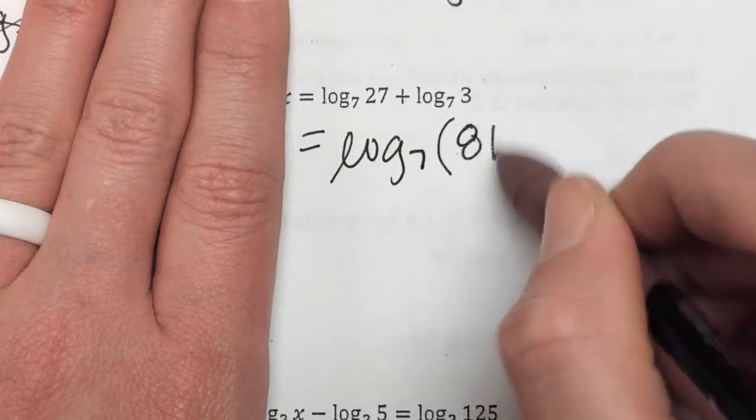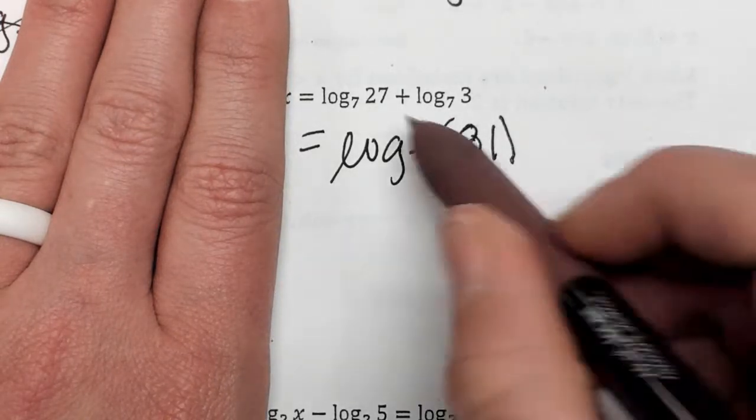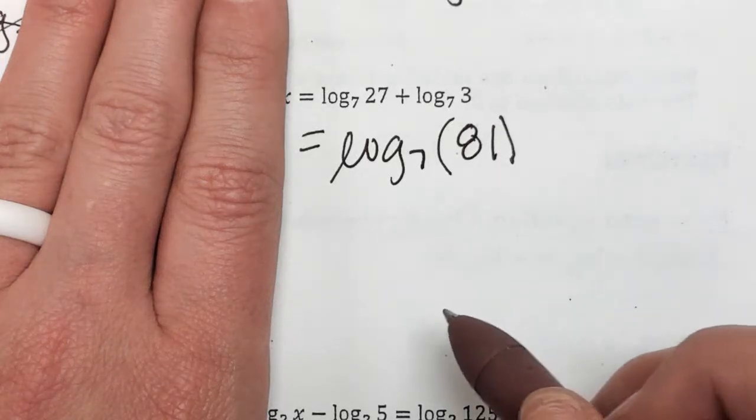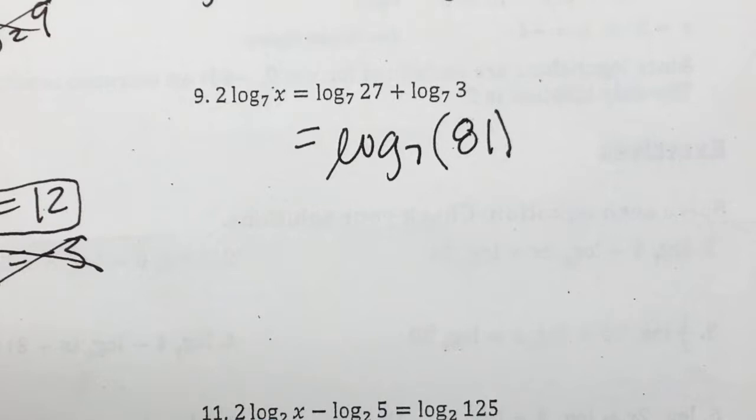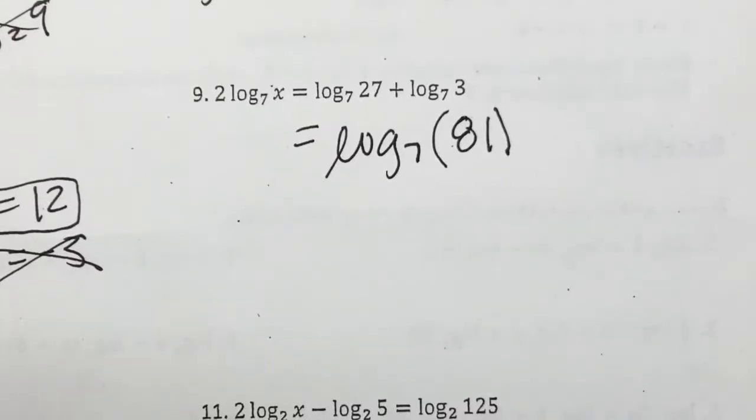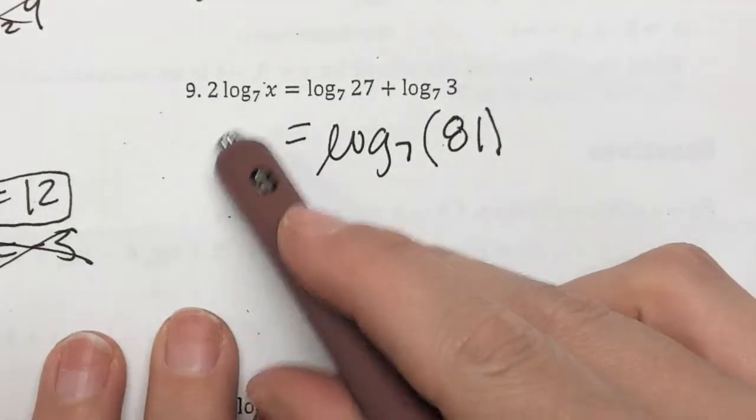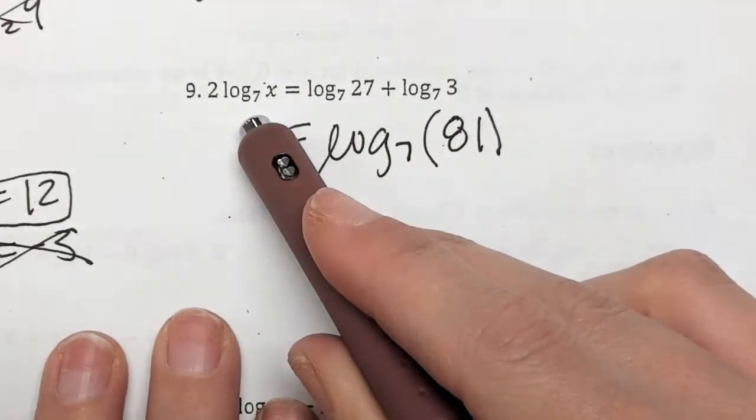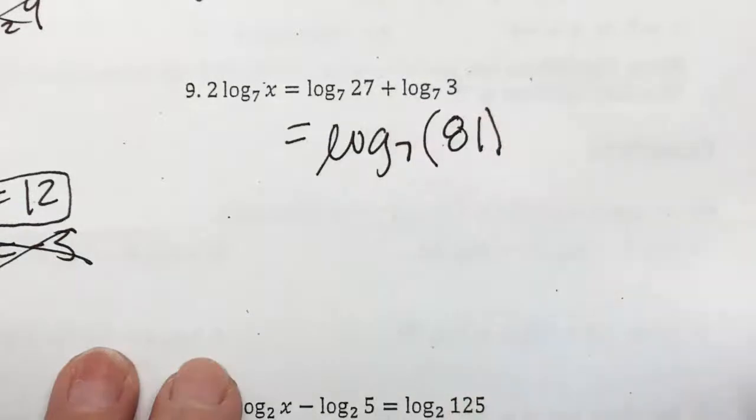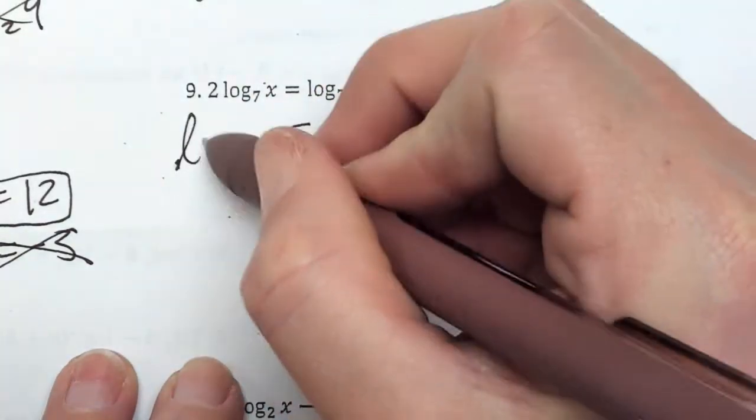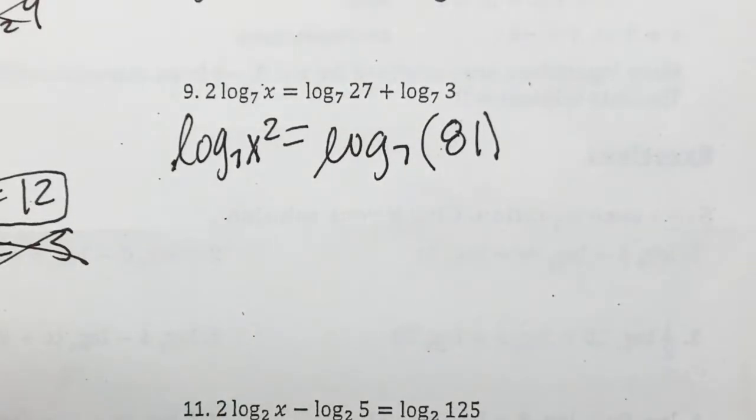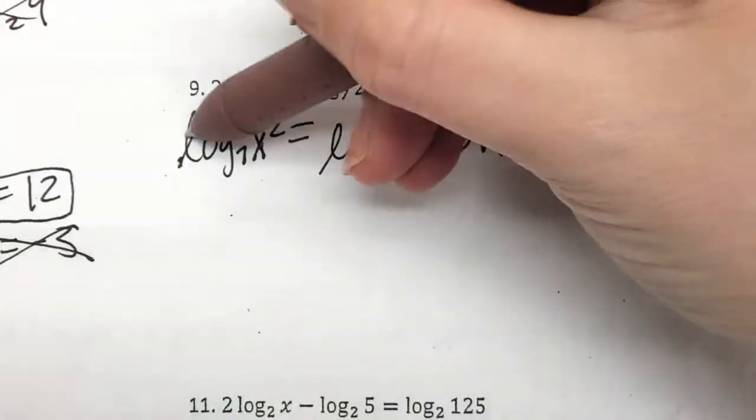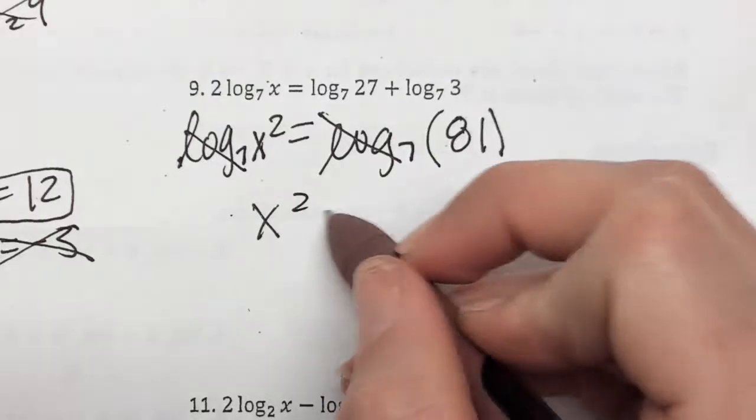Alright, and you got 81 by doing what? Good, multiplying 27 times 3. Now on this side we have 2 log 7 x. They can't cancel out unless they're exactly the same, log 7, not 2 log 7. Can we change that here by using what? Yes, the power property. We can rewrite this as what? Now are they both log 7? There's 1 on each side, so we can do what? And we have x squared equals 81.